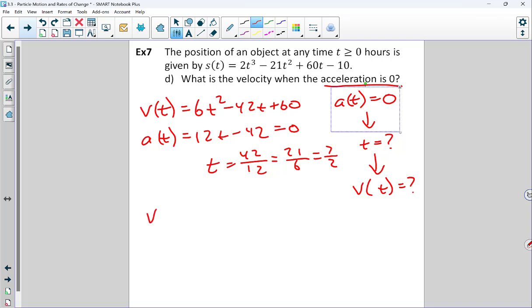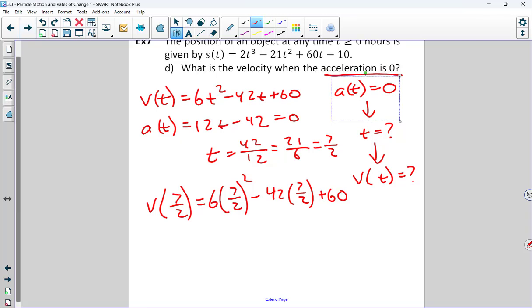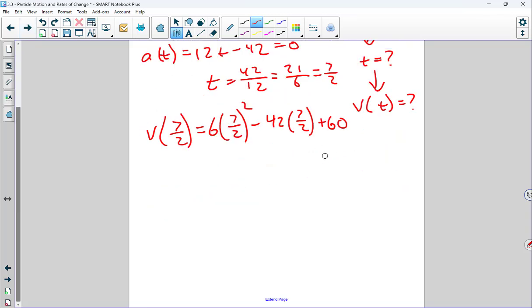So then I want the velocity at 7 over 2, which would be 6 times 7 over 2 squared minus 42 times 7 over 2, plus 60. Keep in mind, if this is a free response question, don't you dare simplify anything. Just leave it like that. If it's free response, you get points for a correct answer. You don't get points for correctly simplifying the correct answer. If it's multiple choice, we need to be able to simplify that to match one of the 4 answer choices that are given. So I'm going to go ahead and run through it.